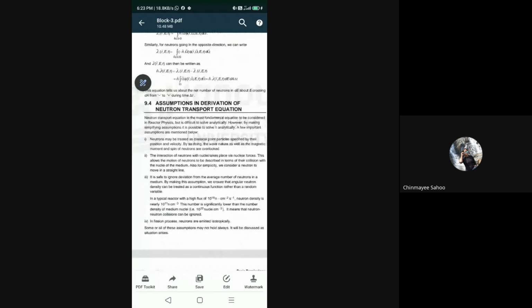So there are a few assumptions in the derivation of the neutron transport equation. What are those? Neutrons may be treated as classical point particles specified by their position and velocity. By so doing, the wave nature as well as the magnetic moment and spin of the neutrons are ignored.